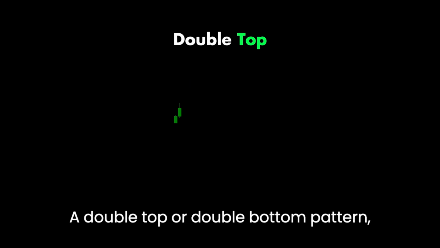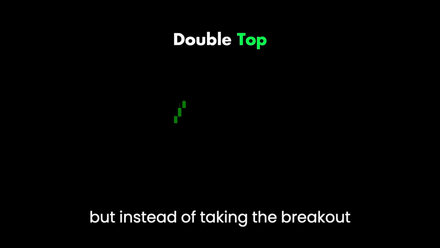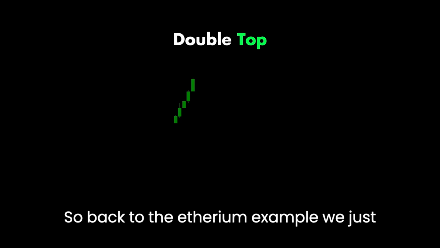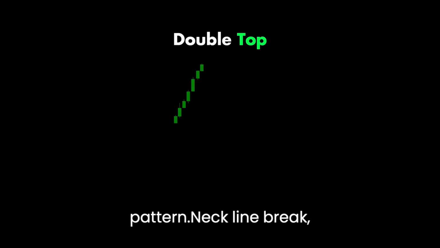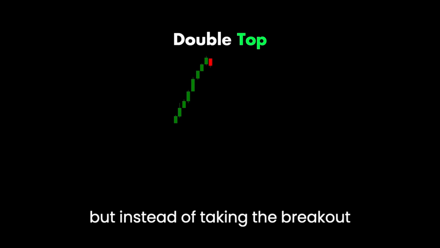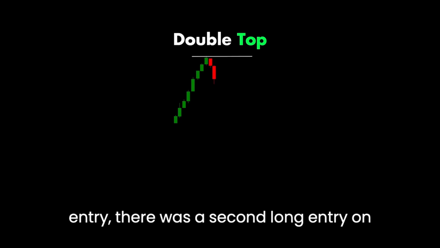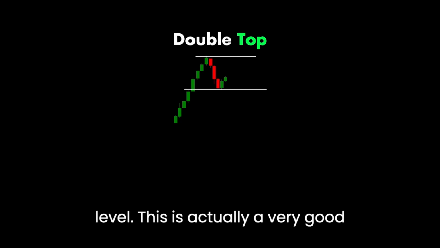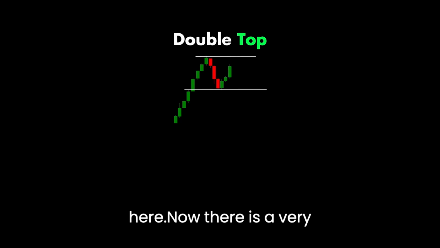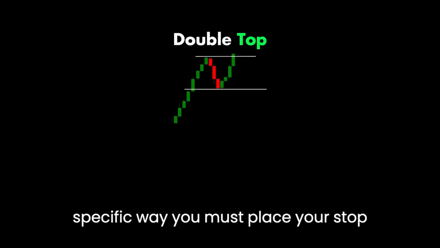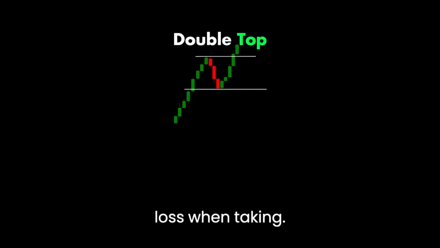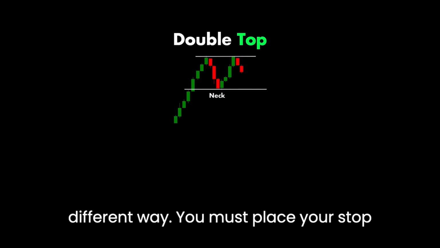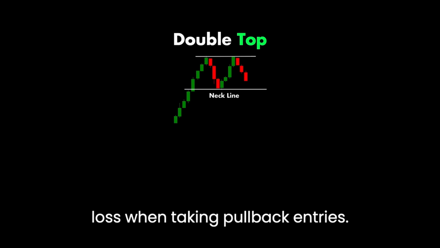A double top or double bottom pattern, but instead of taking the breakout entry, waiting for a pullback entry. So back to the Ethereum example we just covered, you had your double bottom pattern, neckline break, but instead of taking the breakout entry, there was a second long entry on the pullback to the new support level. This is actually a very good level, because it was formed way back here. Now there is a very specific way you must place your stop loss when taking breakout entries, but then a very different way you must place your stop loss when taking pullback entries.